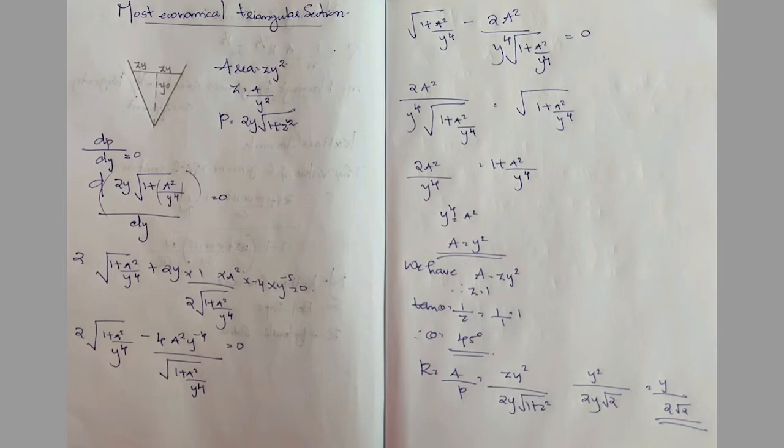We have A is equal to z into y square. From this we get the value of z as 1. Tan theta is equal to 1 by z, that is theta is equal to 45 degrees. Hydraulic radius R is equal to wetted area by wetted perimeter, that is zy square divided by 2y into root of 1 plus z square. By substituting the value of z as 1, we get y square by 2y into root 2, that is y by 2 root 2.